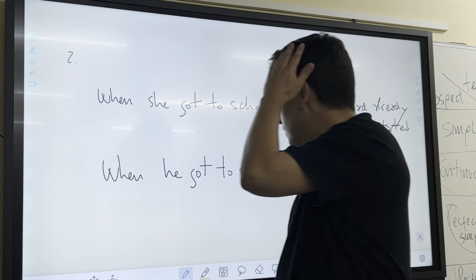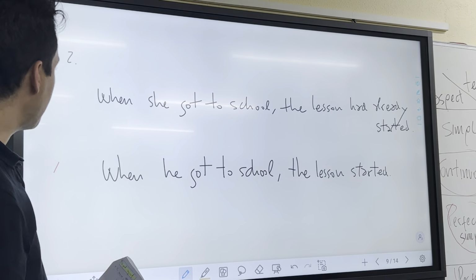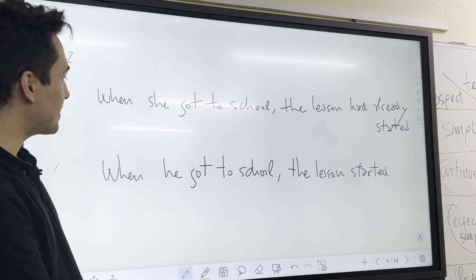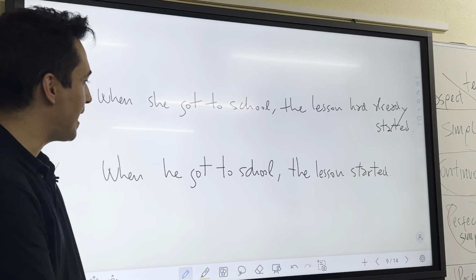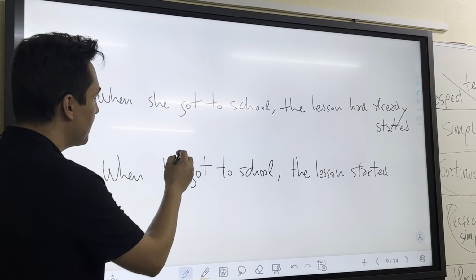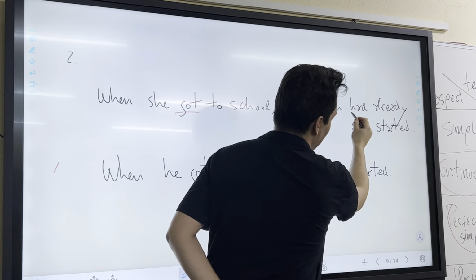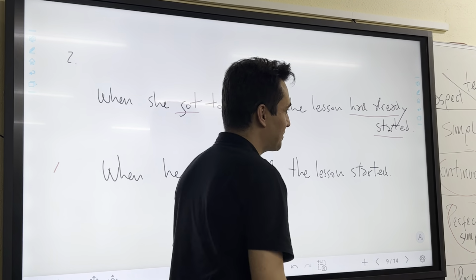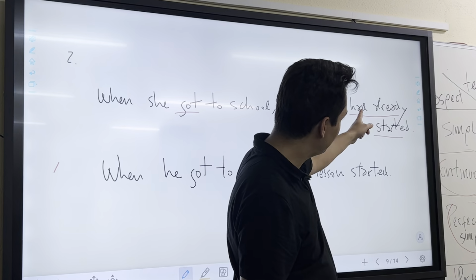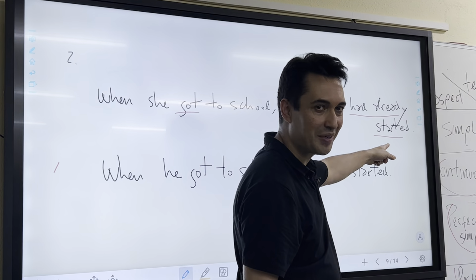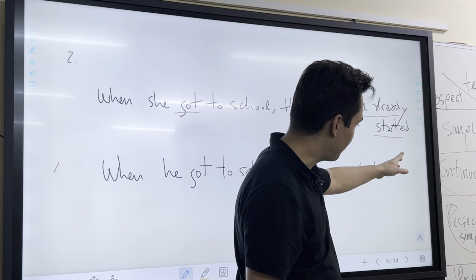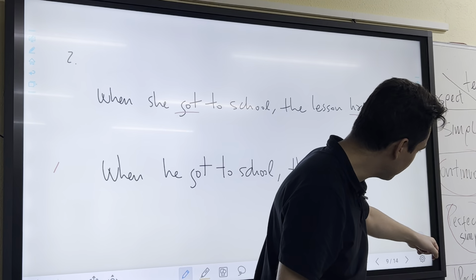Next couple of sentences. When she got to school, the lesson had already started. When he got to school, the lesson started. What do we have here? She got, past simple. The lesson had already started. What is this? Past perfect.